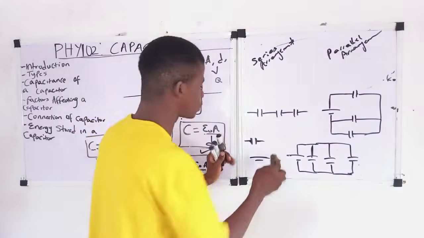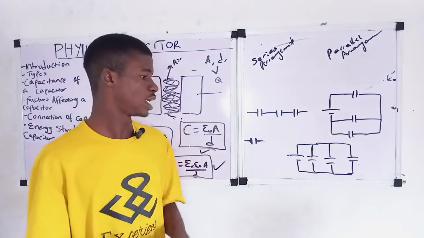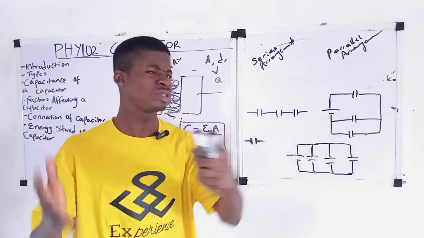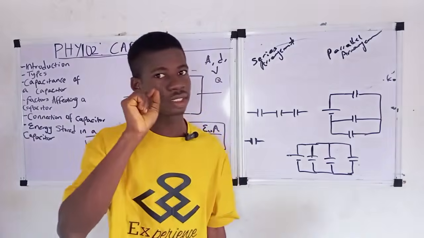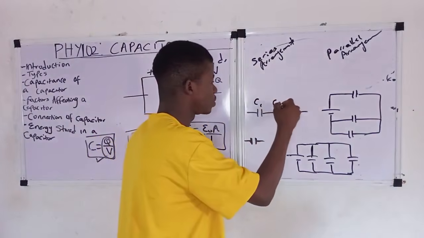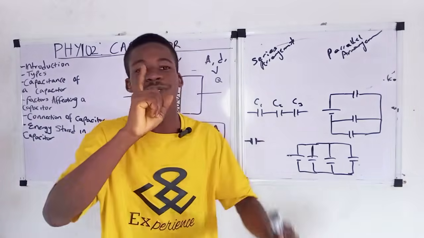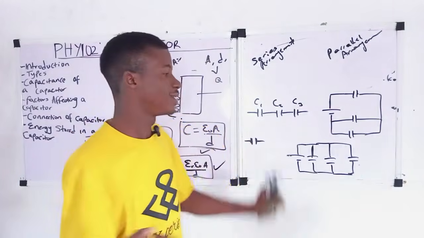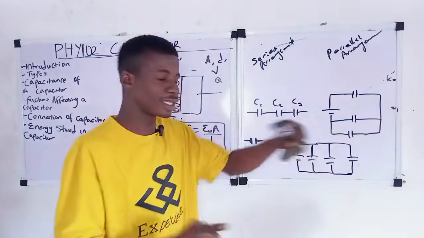Or a cell. Now how will you know that this one is a series arrangement while this one is parallel? How do you know a series arrangement? It's very easy. From the word series: capacitor one, capacitor two, capacitor three, all the capacitors are connected by one wire. If you look at it, they're connected by one wire.